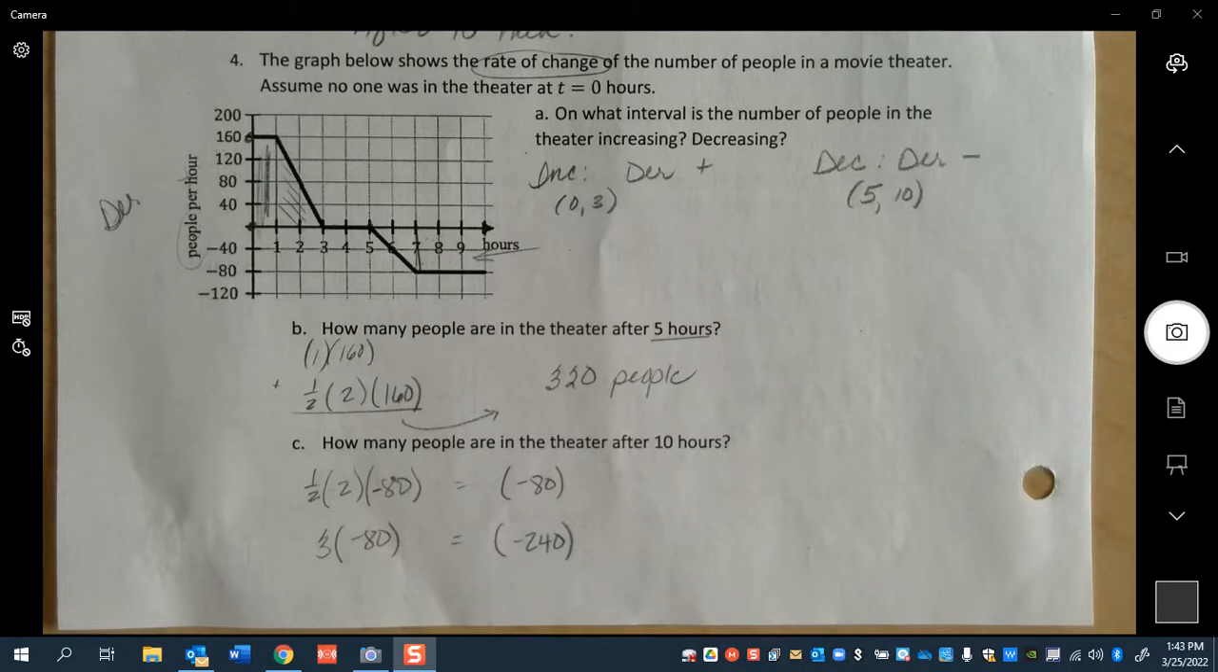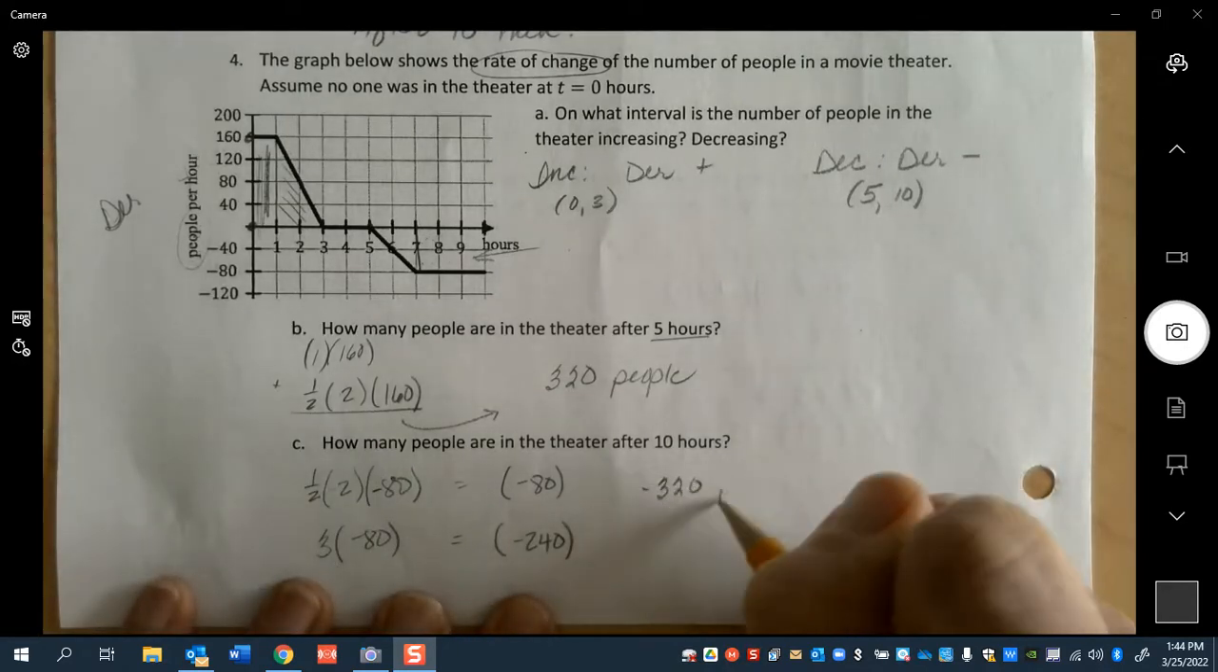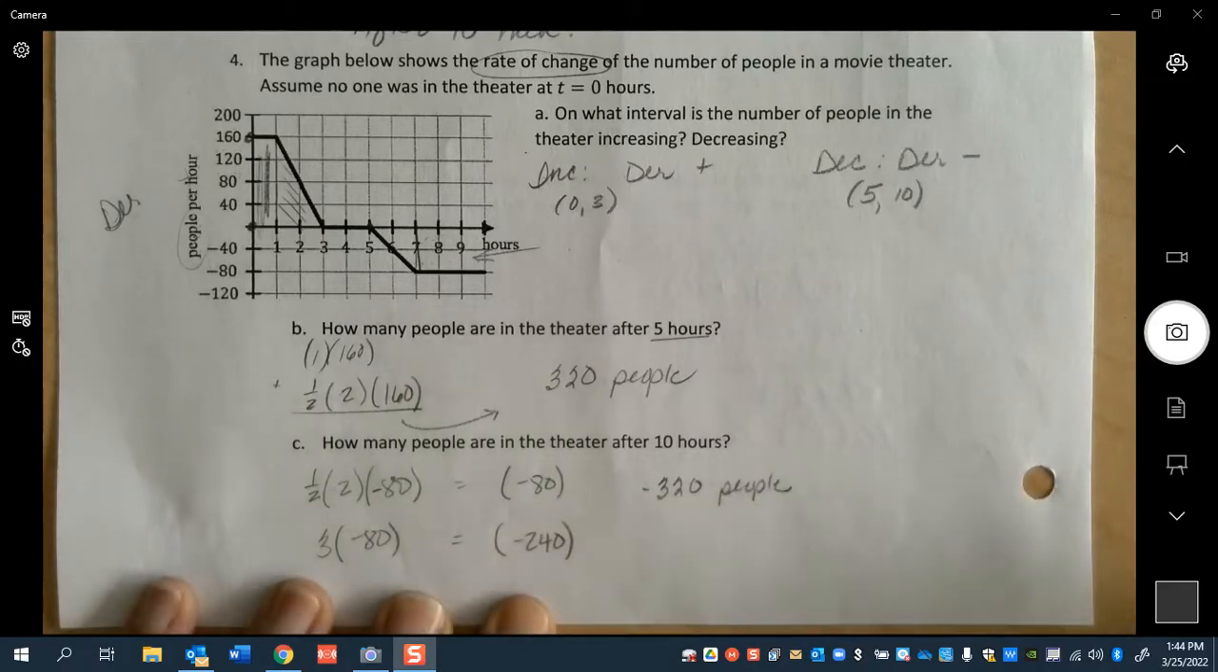So after 10 hours, I lose 1/2 base times height here. These 80 people leave. And then 1, 2, 3 times 40, 80. So 3 times negative 80, 240 people leave. I think I forgot to finish answering this one. So I lose 320 people, right? Which means nobody's left. Do you buy that?